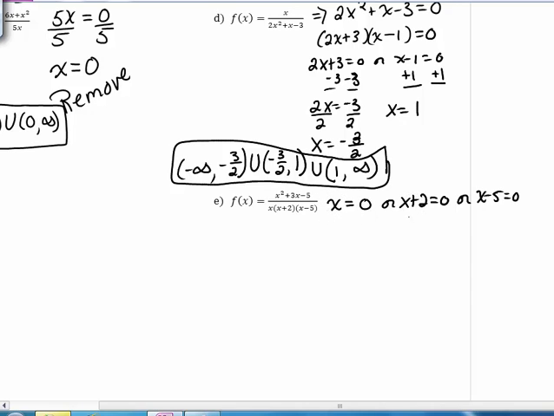To get the second value, we would subtract 2 from both sides, and so that gives me x equals negative 2. And then for the third one, we would add 5 to both sides, and that gives us x equals 5. So this time we have 3 values that we need to remove, 0, negative 2, and 5. So we're going to start at negative infinity, and then we go up to our smallest problem, and the smallest number between the 0, negative 2, and 5 is this negative 2. So we're going to go up to negative 2.